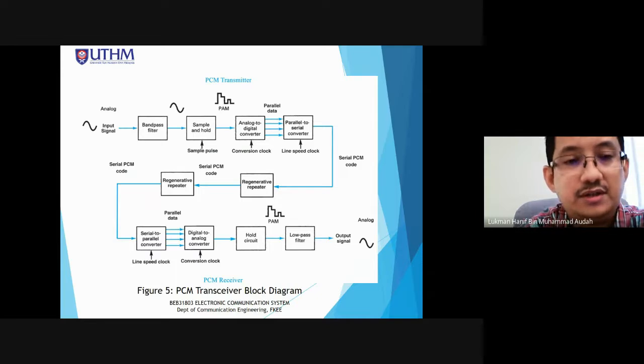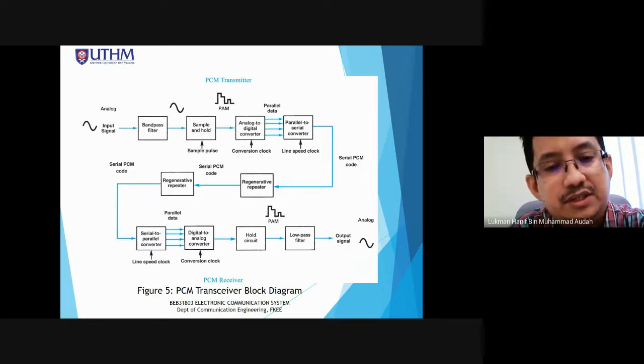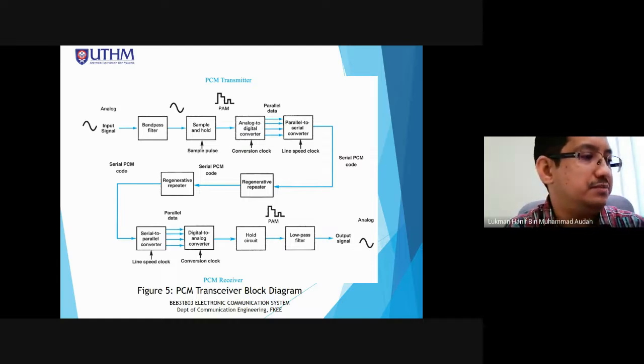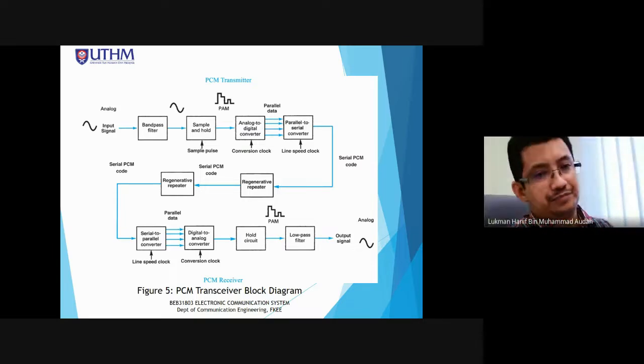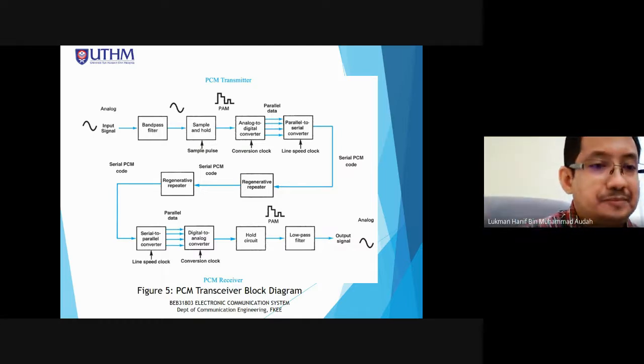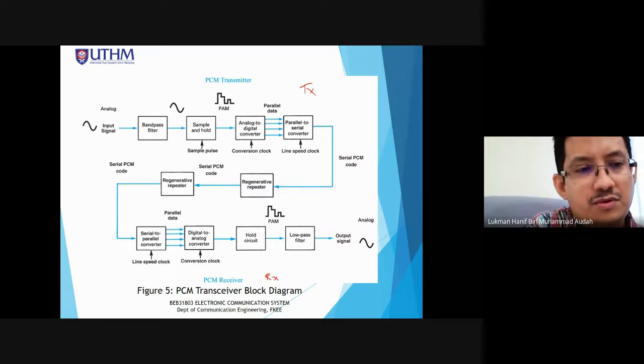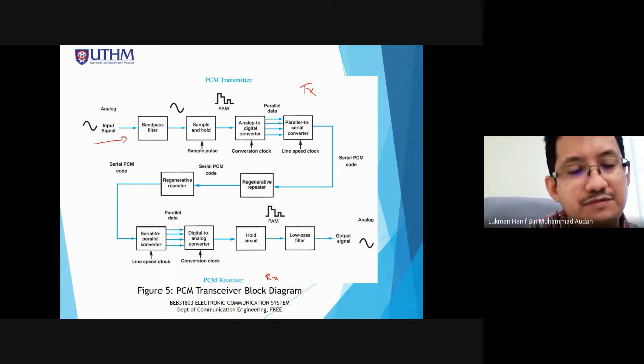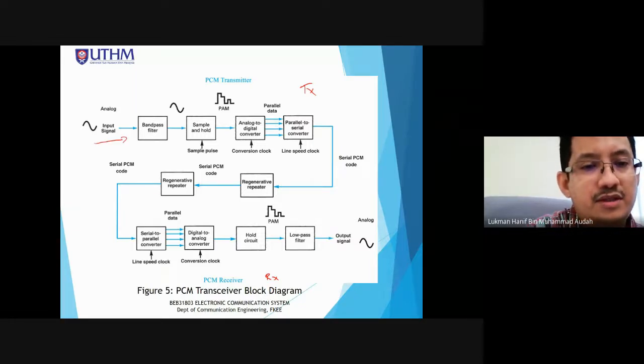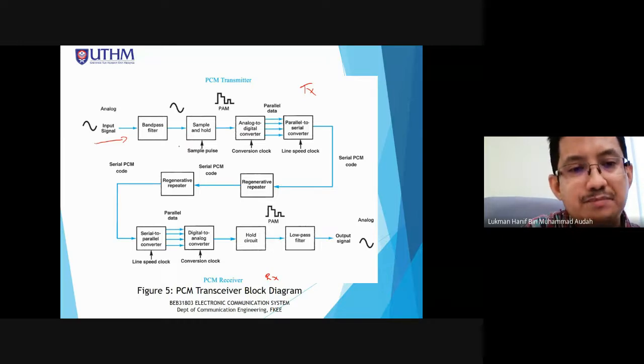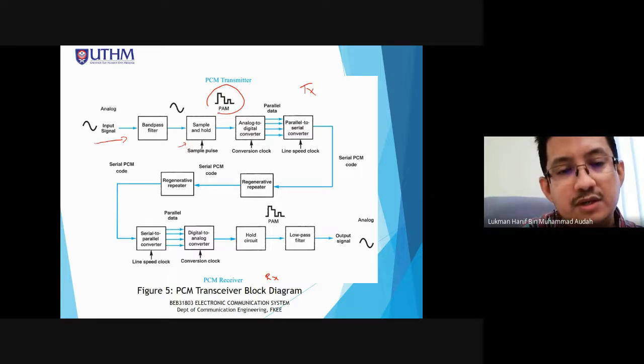So, okay, seterusnya. So this is for the transmitter and receiver block diagram. So if you see from here, kalau dilihat di sini, kita ada, okay, di atas ini adalah transmitter, di bawah sini adalah receiver. Okay, so we have an analog input put inside the bandpass filter. We filter the frequency and then put inside the sample and hold to do the sampling process. We produce PAM signal.